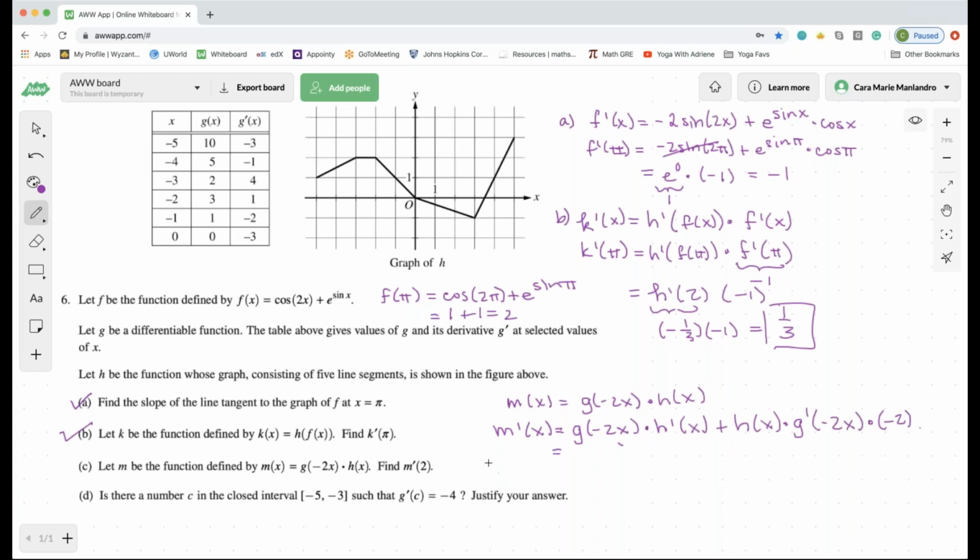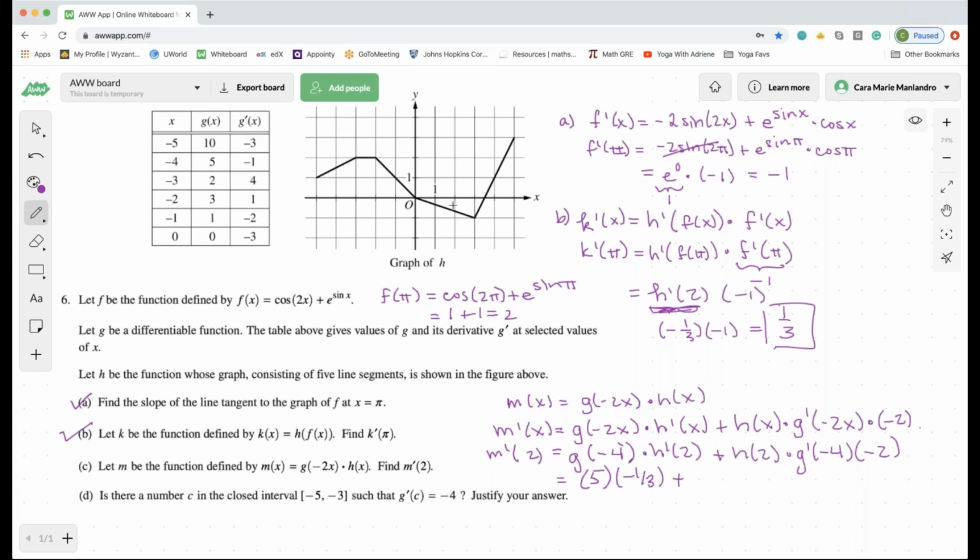All right, and so let's go through and figure out what m prime of 2 is. All right, I'm just going to plug the 2 in and then we'll use the table. So g of -4 times h prime of 2. All right, we already figured that one out. And then h of 2 times g prime of -4 times -2. All right, so now we can read off on the table. So g of -4 is 5. H prime of 2 we already figured out is -1/3.